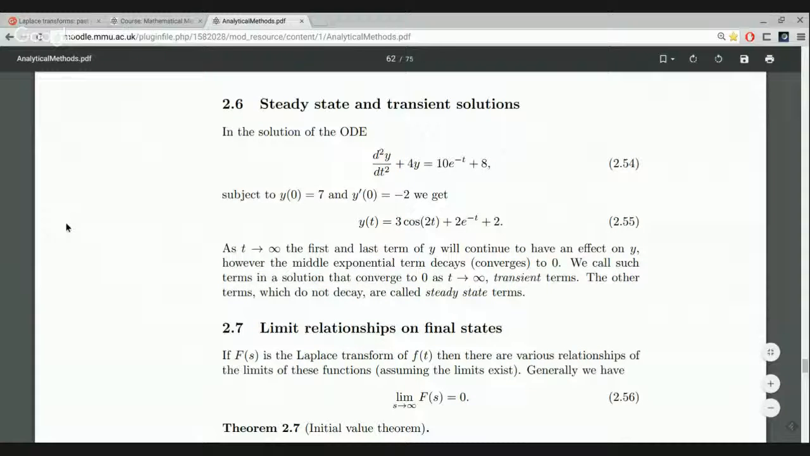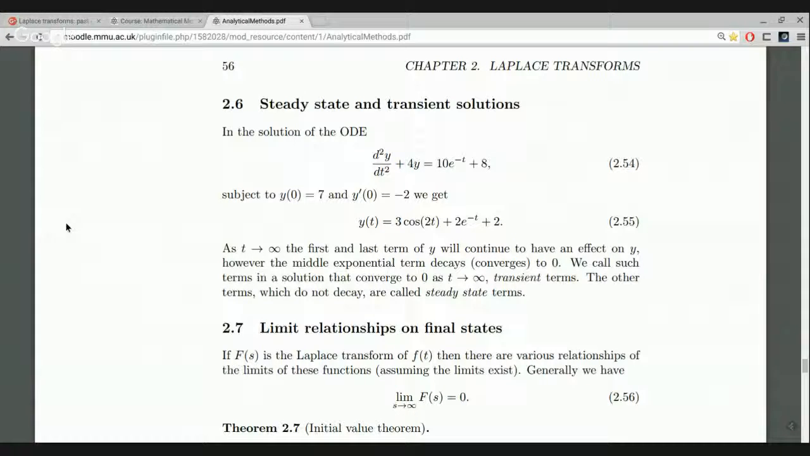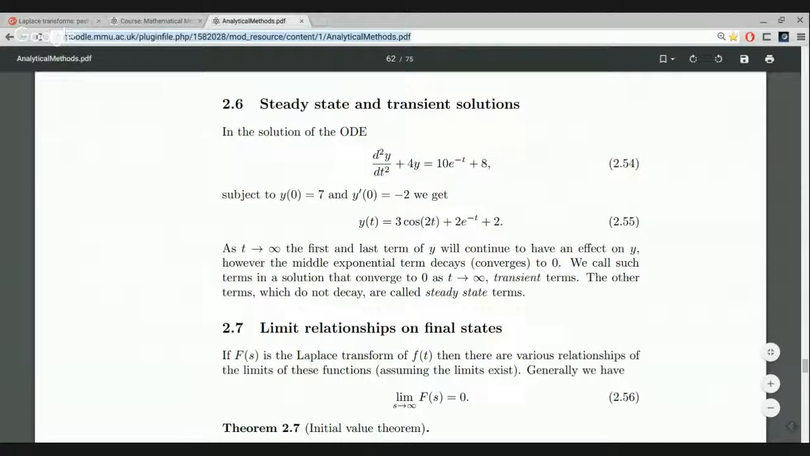So just a few little items here before we go and look at a past paper example. In section 2.6 on page 56, there's just a couple of technical terms, some terminology that we sometimes use. These are steady state and transient solutions. These are just terms that can be applied to parts of a solution. When you have a solution made up of a linear combination of various functions, we can refer to some of them as steady state terms and others as transient. And the terms are fairly descriptive.